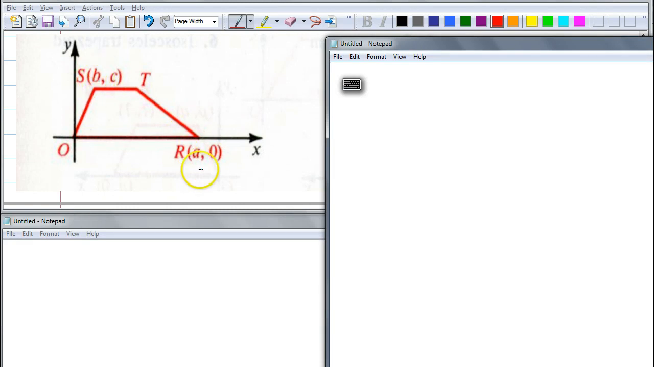Now this S has no relation to this A, so it's going to be B, C, right? What about T? What would T be? Now think about this: this is not an isosceles trapezoid. People were thinking about an isosceles trapezoid, but this is not one. This is regular. It's a trapezoid. So what would the ordered pair for T be?